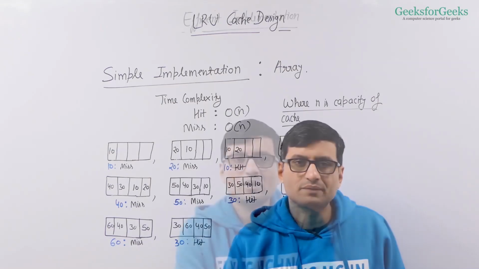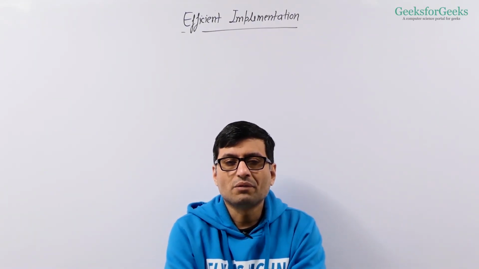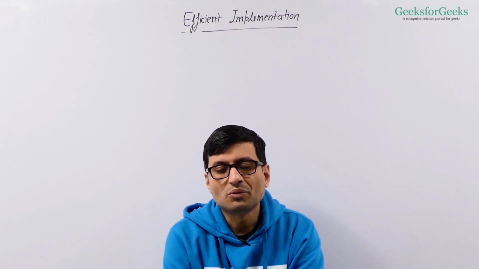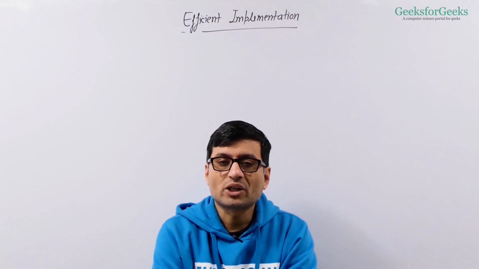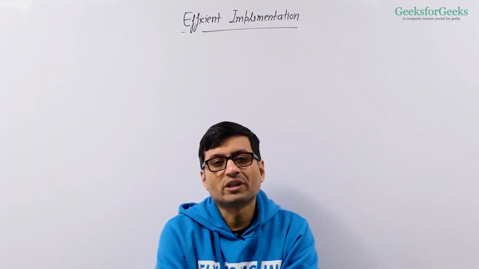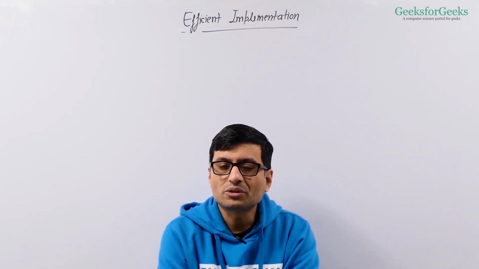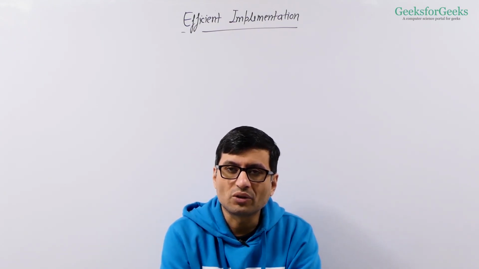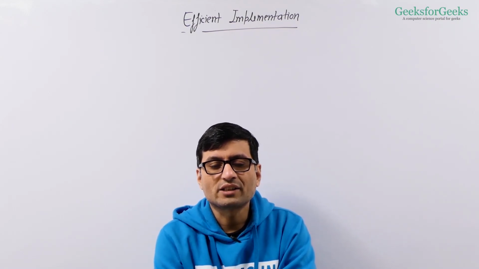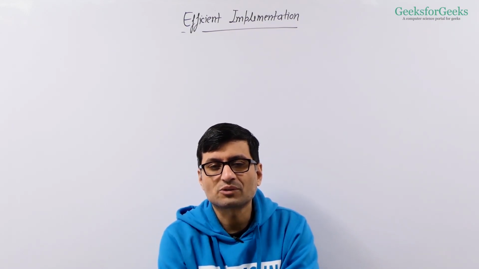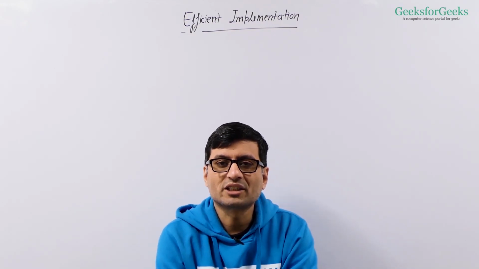Let us now talk about an efficient implementation. If we take a closer look at this problem, we can notice that we need a data structure that can quickly tell us whether an item is already present in the cache or not. Also, this data structure should quickly allow to insert an item. So which data structure has search and insert as fastest operations? I think you must have guessed. The answer is hash table.